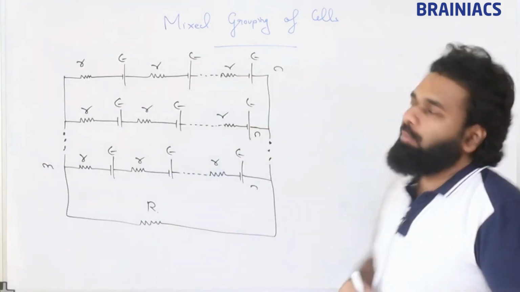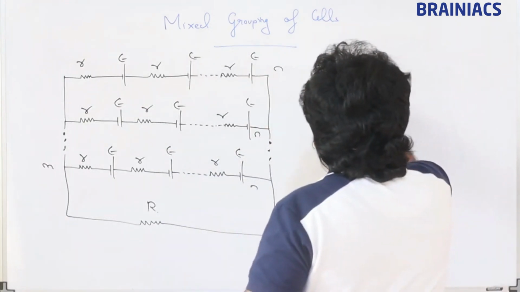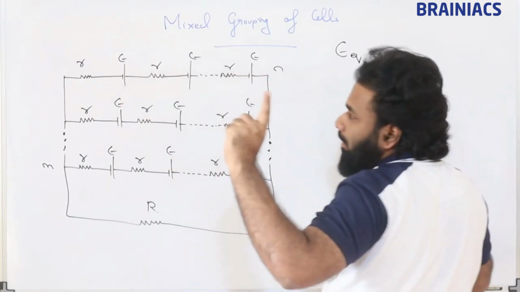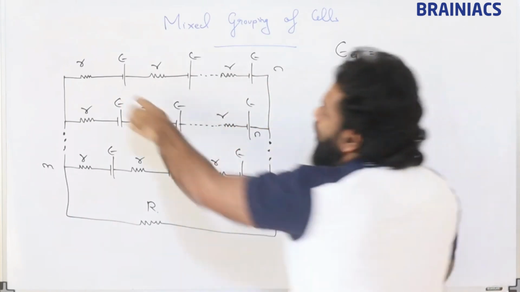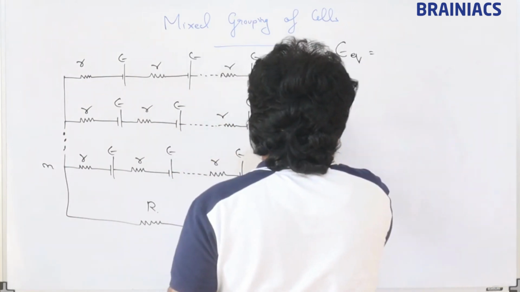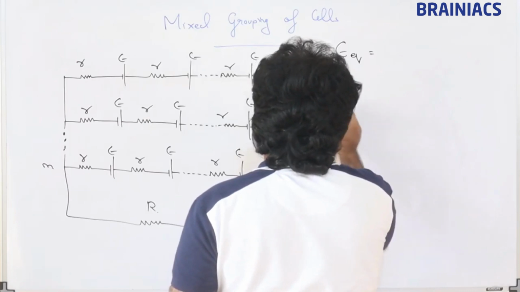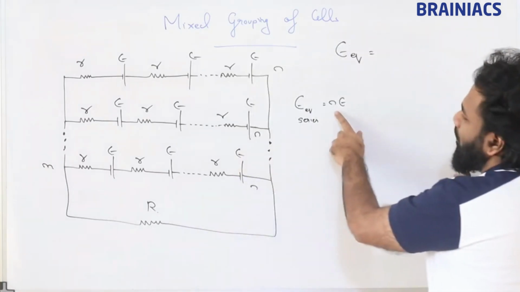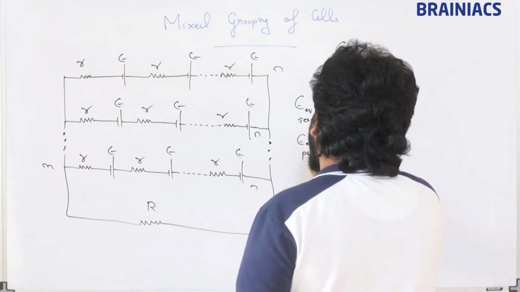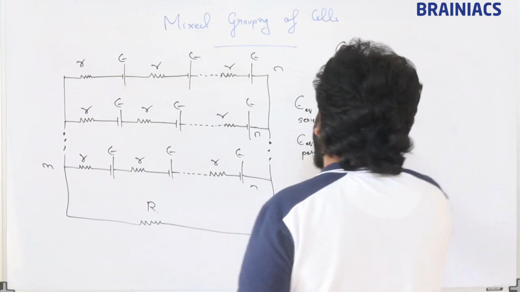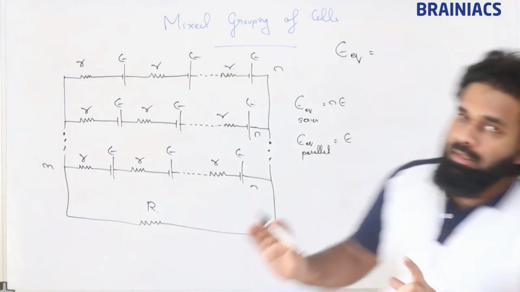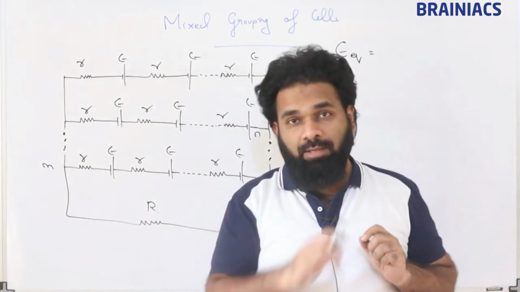So just think, what will be the equivalent EMF in a single row? E equivalent in series was what? NE. E equivalent in series is NE. E equivalent in parallel, what was that? Just E. Remember, in parallel connection E equivalent is just E, and in series connection E equivalent is NE.